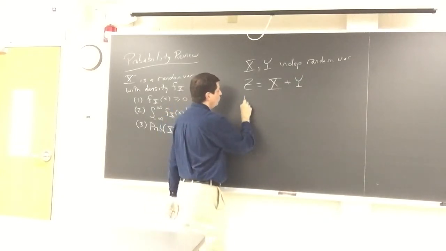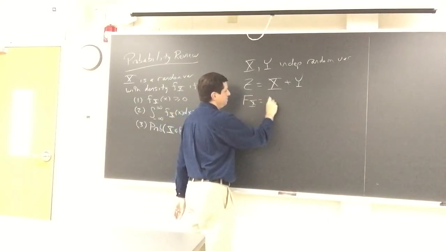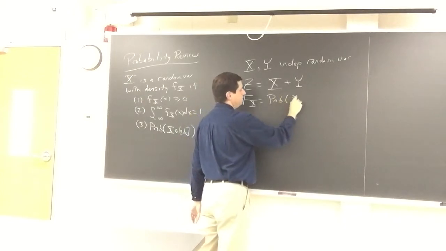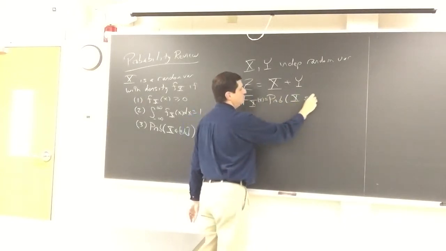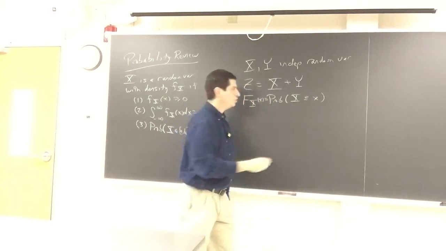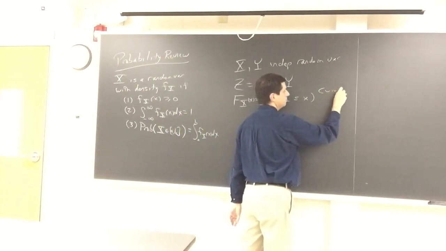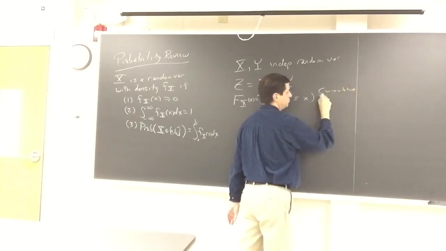So we let big F of x be the probability that the random variable, oops, this should be at the point x, is at most little x. This is called the cumulative distribution function.